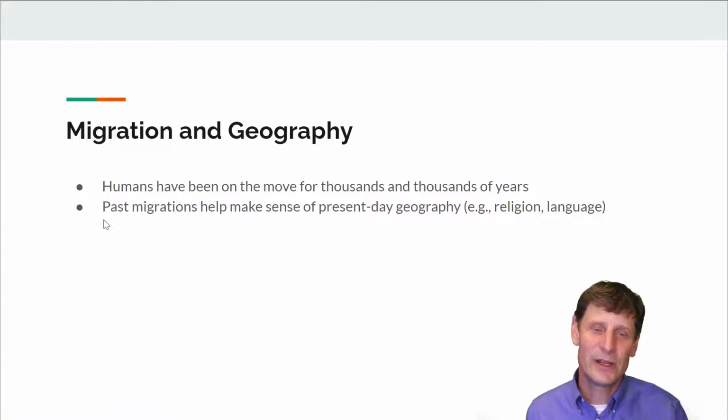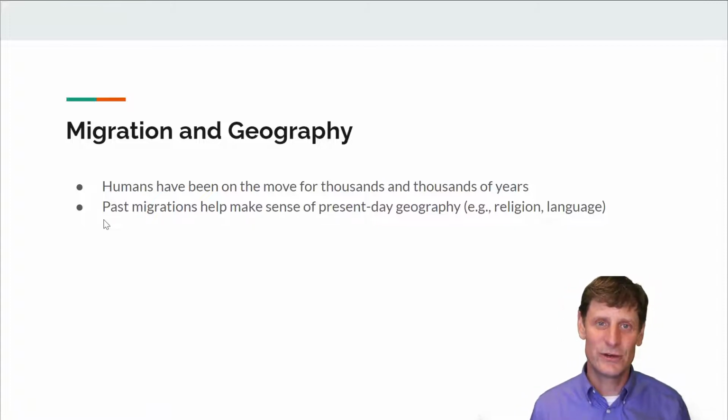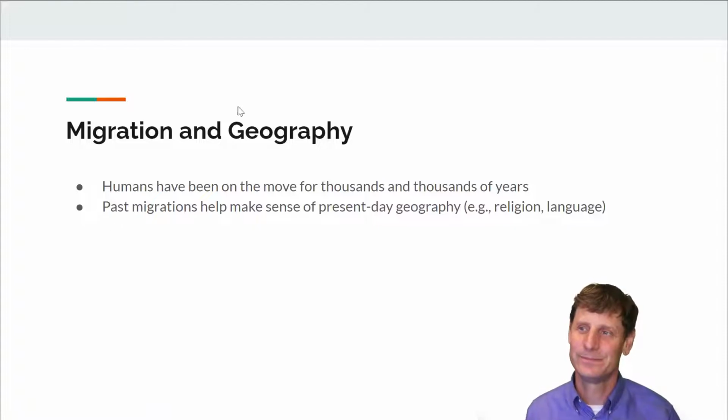The other reason we're really interested in understanding the geography of migration is because when we understand why people move and how they have moved in the past, we can make better sense of present day distributions of geographic features. Things like where languages are spoken, where languages are not spoken, where religions are practiced or not. And so the distribution of a lot of modern cultural features depends on the historic migration of people bringing that culture with them or transmitting that culture as they moved.